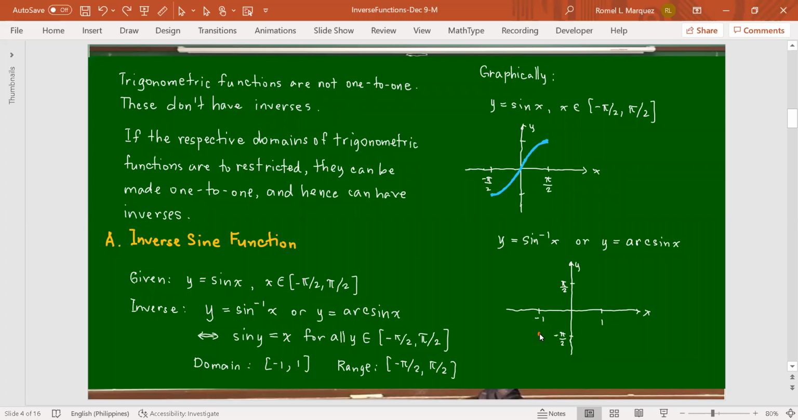So this is how it looks like. Going to this, and then going up. Okay? Of course, if you continue this, it will be sinusoidal along the y, while the original y equals sine x is sinusoidal or periodic along the x. So that's the graph of the inverse sine.